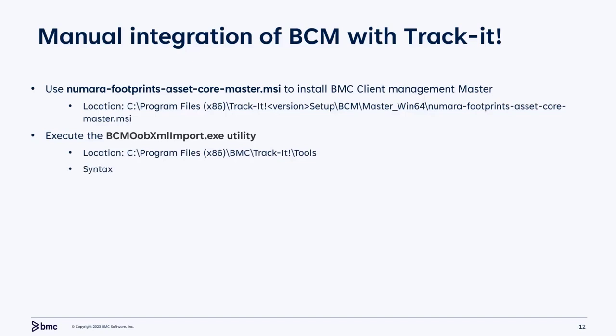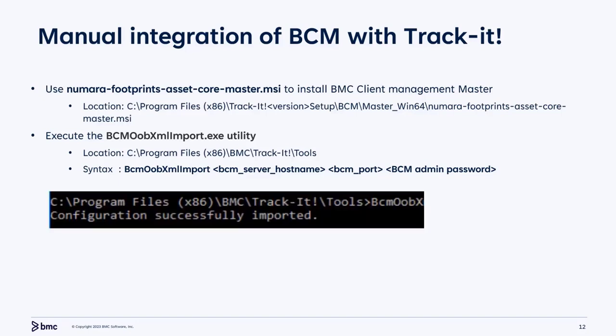Following is the syntax to execute the utility. In BCM server hostname, you'll enter the hostname of the BCM server, followed by the communication port, which is 1611, and finally the admin password. Once the command runs successfully, you will see the following output.